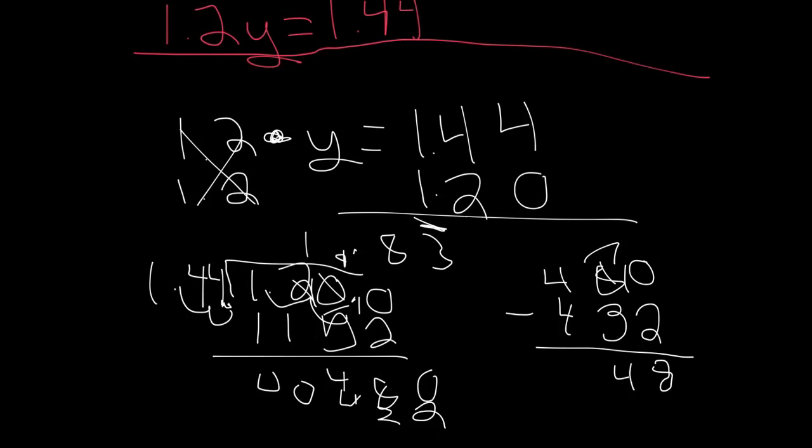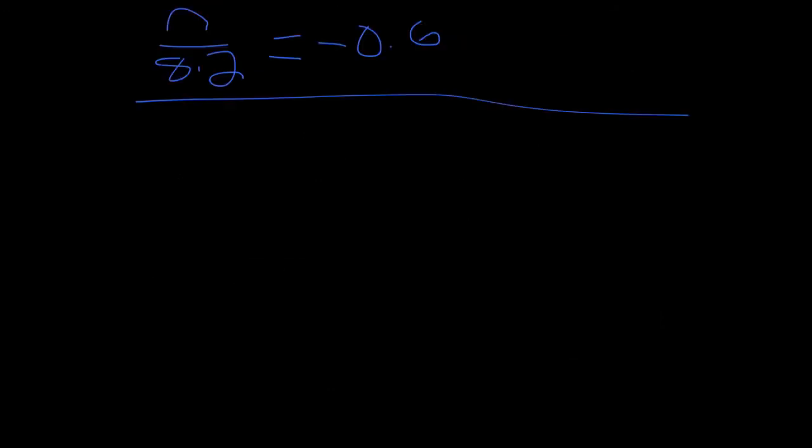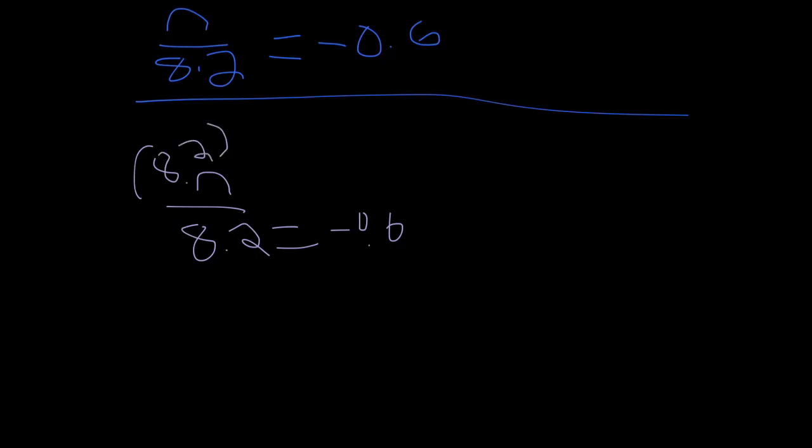So it's 8.3, and that's how you divide. Now n divided by 8.2 is equal to negative 0.6. So now what you're going to do is take 8.2, and that cancels out this, and then 8.2, so you're going to just multiply this, so you can bring this over to the side, 0.6 and 8.2.